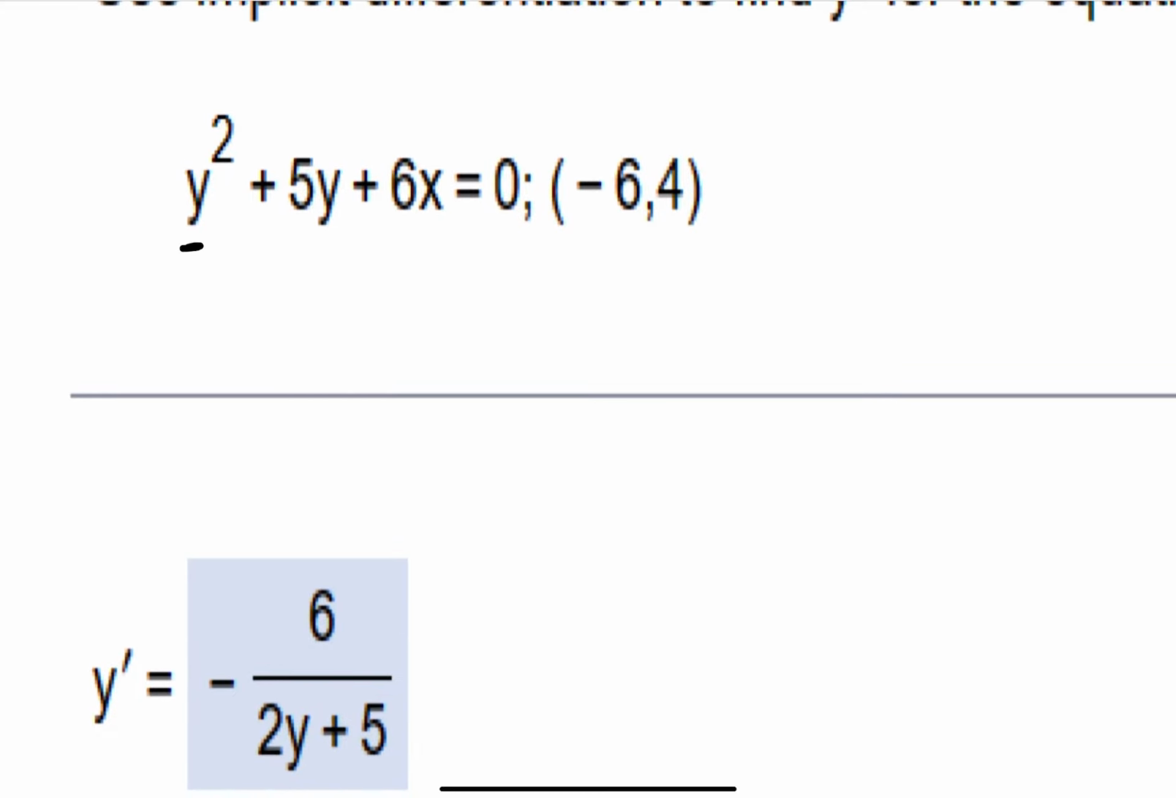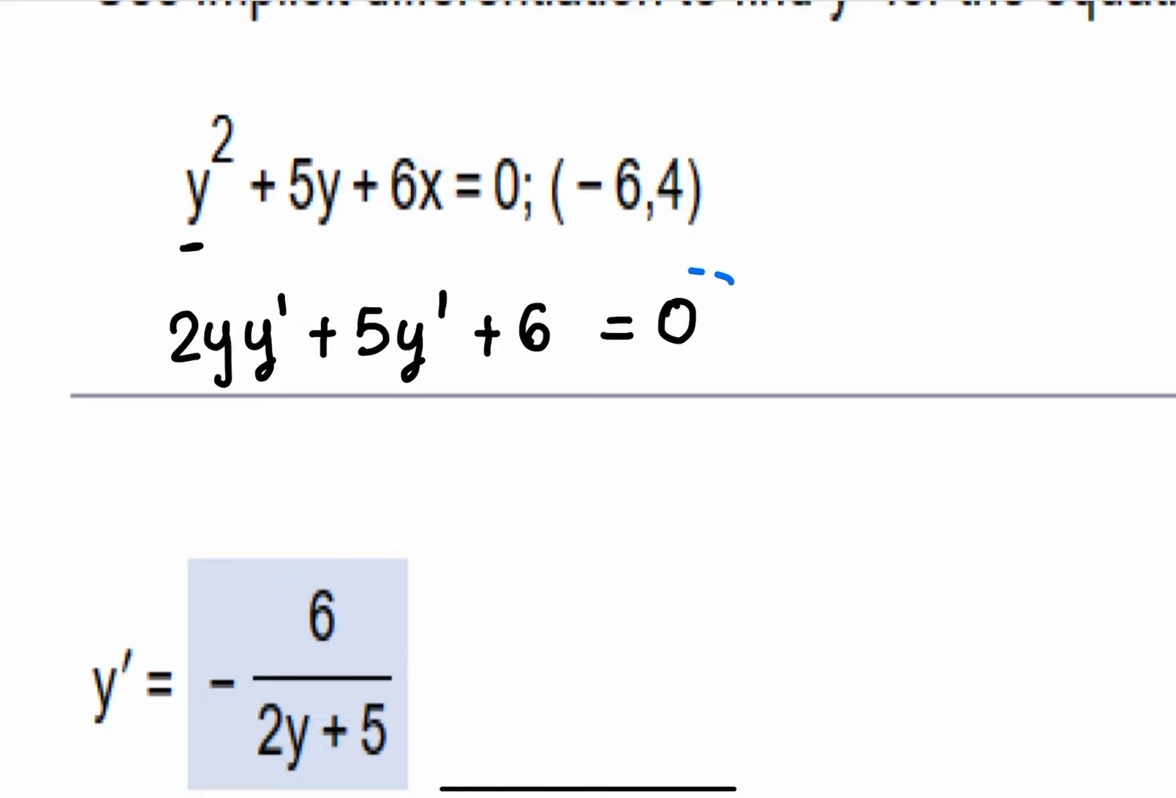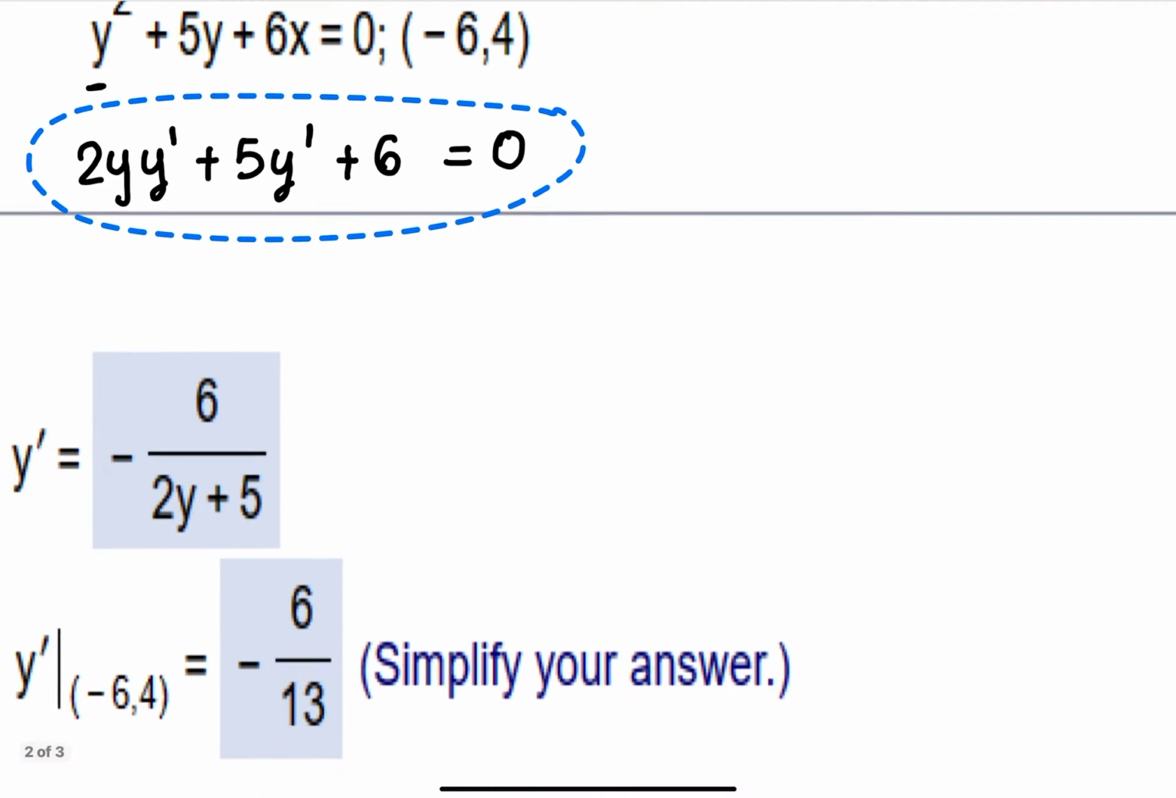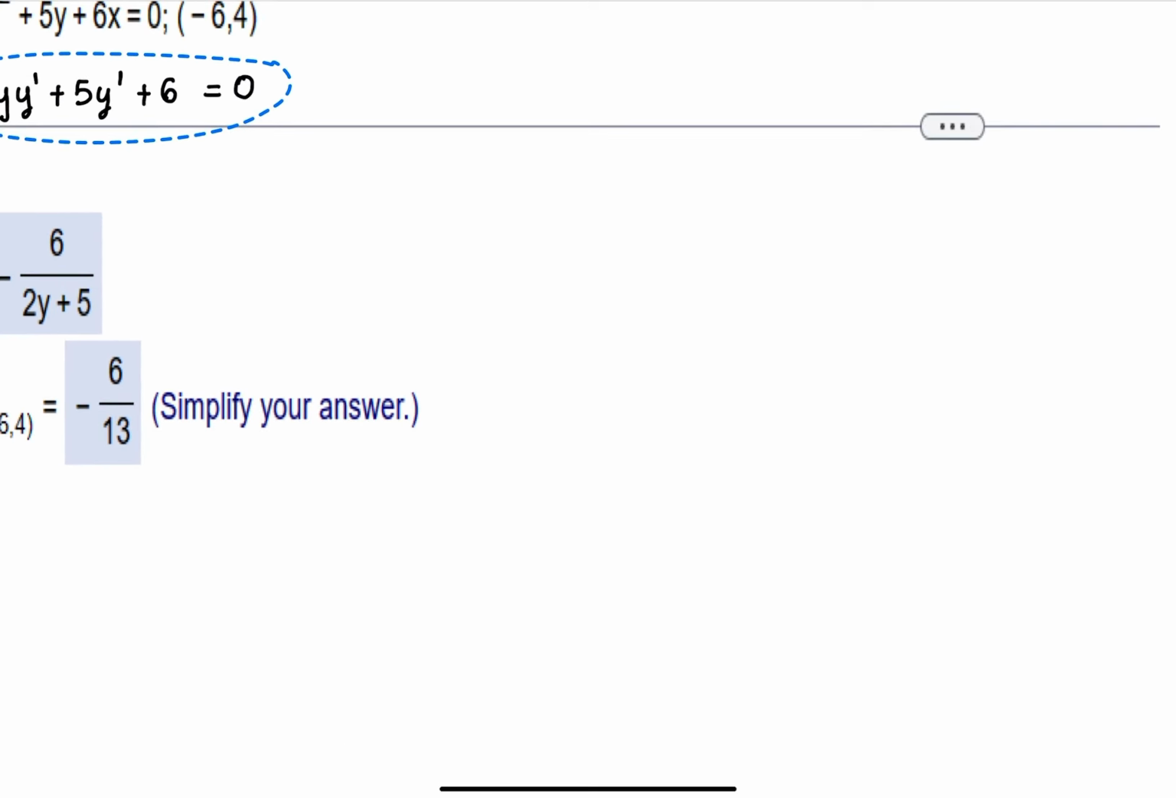Derivative of y squared is 2y. Don't forget the y prime. Remember, you're not differentiating with respect to y, you're differentiating with respect to x. Derivative of 5y is 5y prime. Derivative of 6x is 6, and the derivative of the constant is equal to 0. And now I'm going to bring all of this down here so I'll have more space to work.